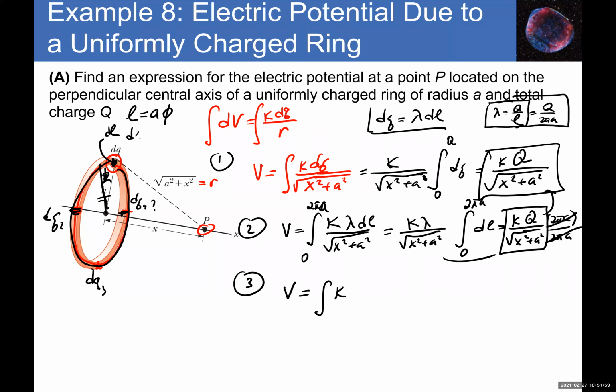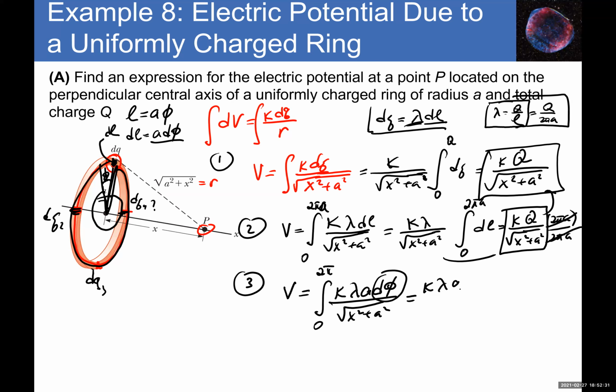Well, then that means dl is equal to a times d phi. That means it's lambda times dl, and dl is then a times d phi. That means k lambda a d phi over x squared plus a squared. Now I am going to be using this change in angle phi, right? So if I start from here, then my angle changes going from 0 to 2 pi. Now, removing all the constants, k lambda a over x squared plus a squared, then the integral of how the angle changes, d phi going from 0 to 2 pi.